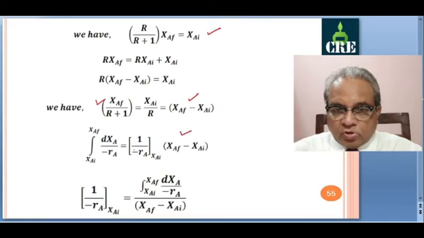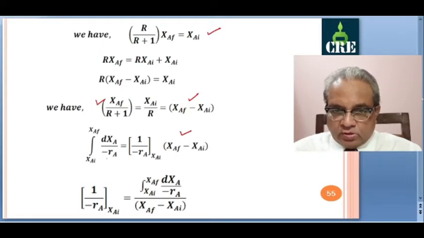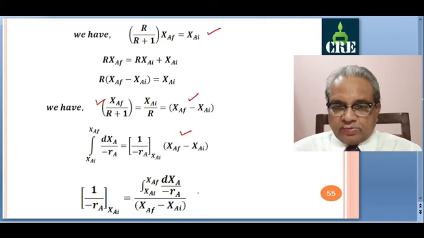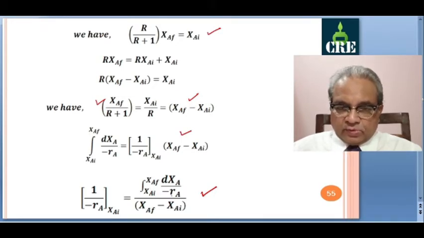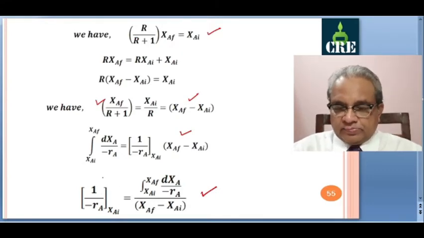So 1 upon minus RA at XAI, this function at intermediate value, rate at intermediate value inverse, we can write as integral dXA by minus RA from XAI to XAF, and this term goes in the denominator, XAF minus XAI. So this equation we get. So we have to evaluate this integral, and this delta XAF minus XAI. This ratio gives us 1 upon minus RA at XAI.